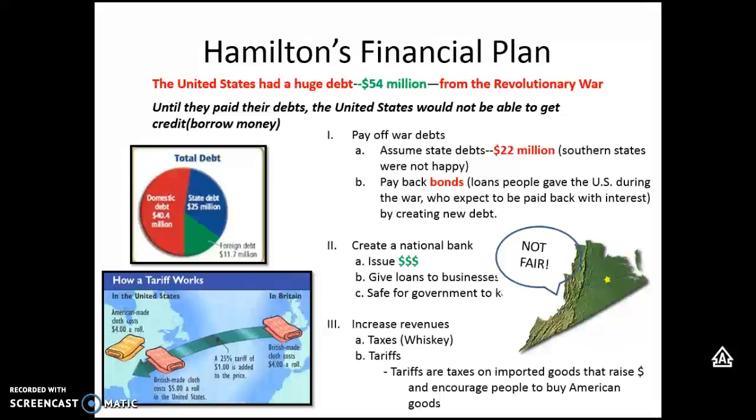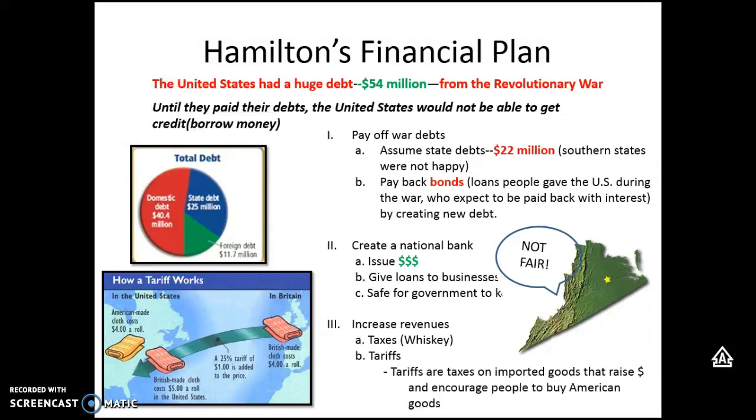He wanted to pay off war debts. He assumed state debts, which was $22 million. Southern states were not happy about that. Pay back bonds, which were loans people gave the United States during the war who expect to be paid back with interest, by creating new debt.